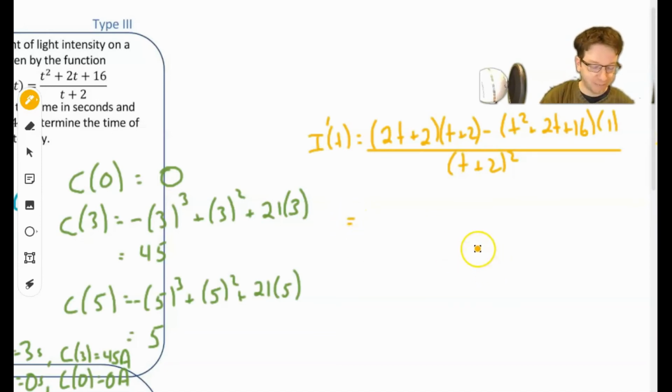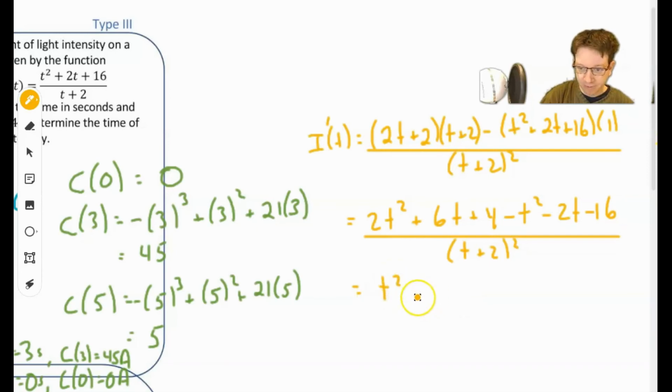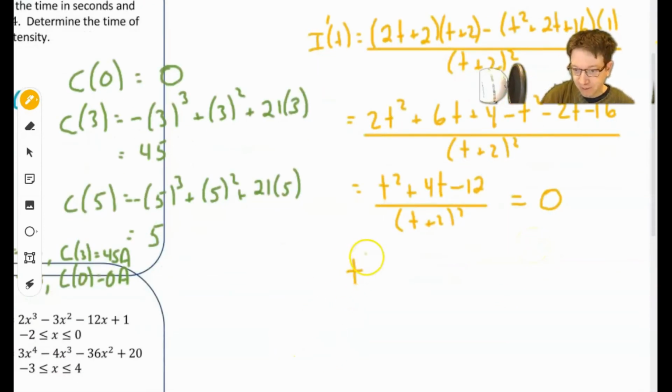All right, so let's clean this up a bit. Here we'll get 2t squared plus 6t plus 4, and I'll just distribute that negative throughout, so minus t squared minus 2t minus 16, all divided by (t plus 2) squared. Collect like terms, and we end up with t squared plus 4t minus 12 all over (t plus 2) squared. Now we're looking for horizontal tangents, so we're looking where this is going to equal 0. For that to be true, we really only need to know where that numerator is going to equal 0. So what I want to know is, where does t squared plus 4t minus 12 equal 0?